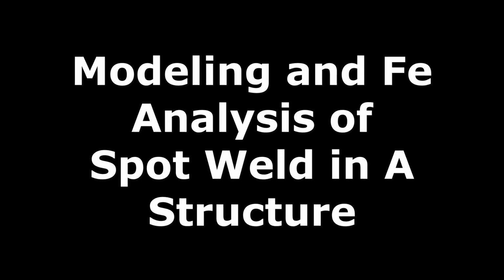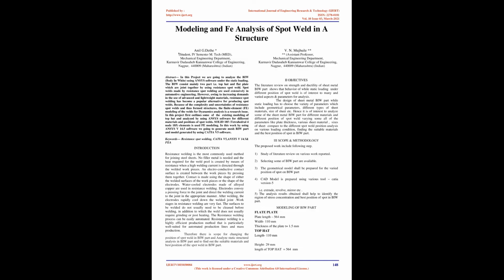Modeling and FE analysis of spot weld in a structure. Abstract. In this project we are going to analyze the BIW, body in white, using ANSYS software under static loading. The BIW consists mainly of two parts, i.e. top hat and flat plate, which are joined together by using resistance spot weld.